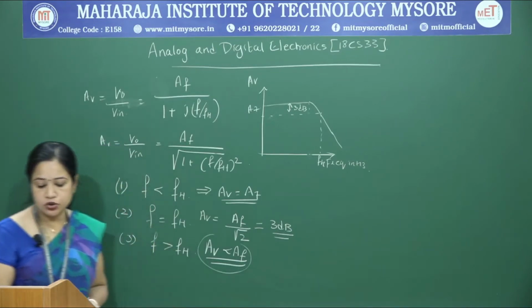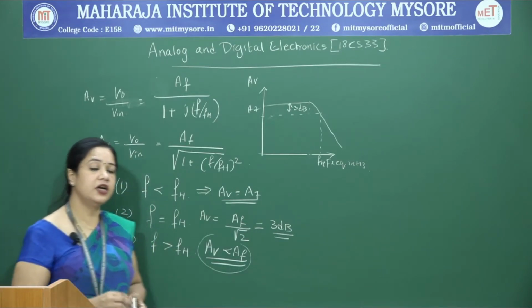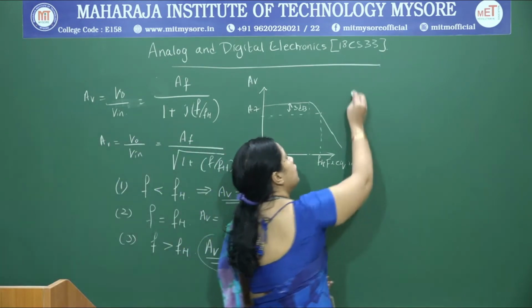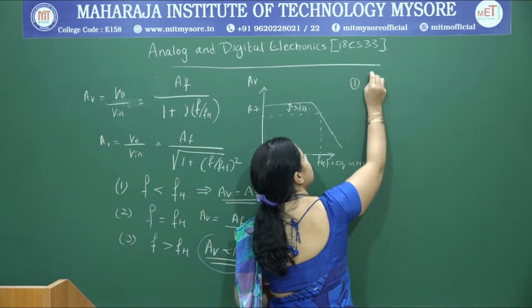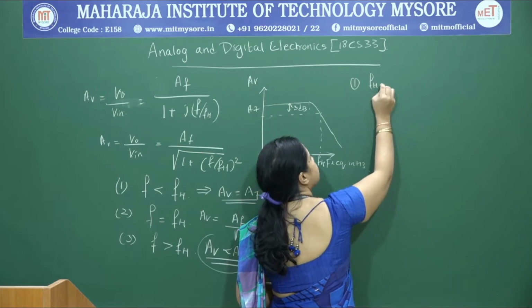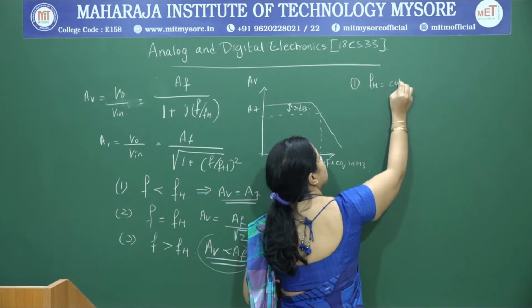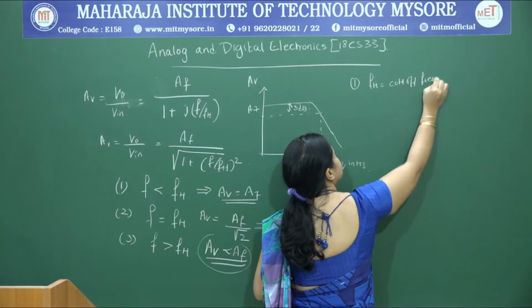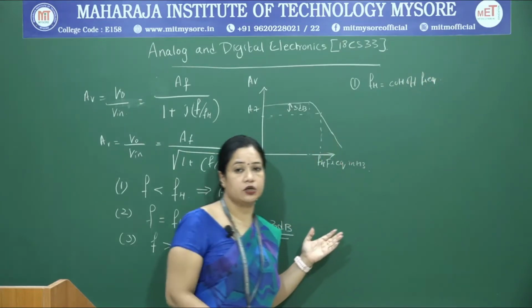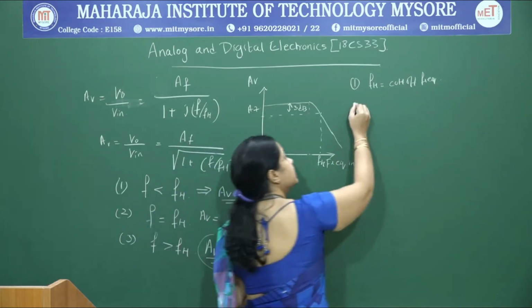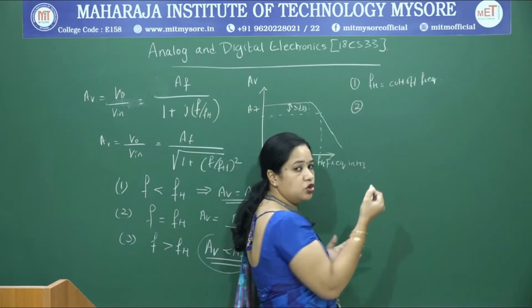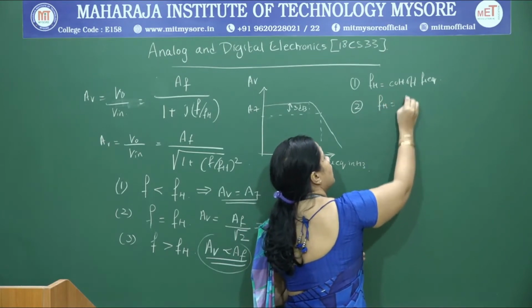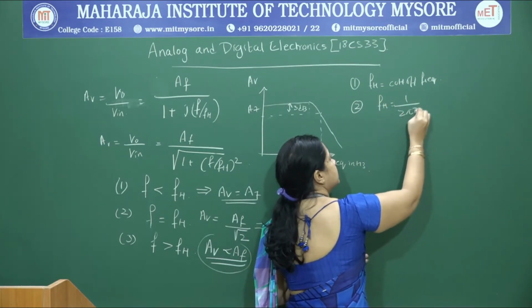Now if you want to design a low pass filter, what are the different design steps you take care of? The first design step is to select a cutoff frequency for which you are supposed to design the low pass filter. Select an appropriate cutoff frequency. The second step: you know the expression for cutoff frequency, FH is 1 by 2 pi RC.